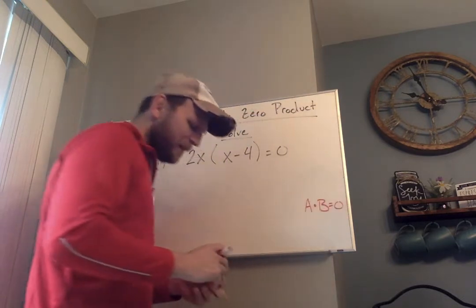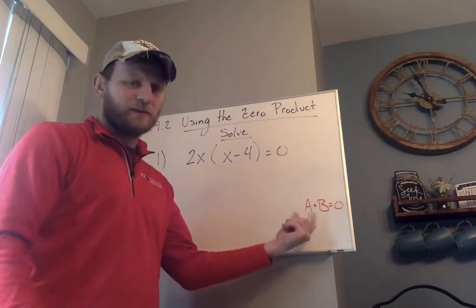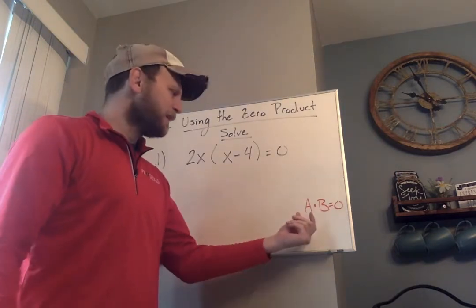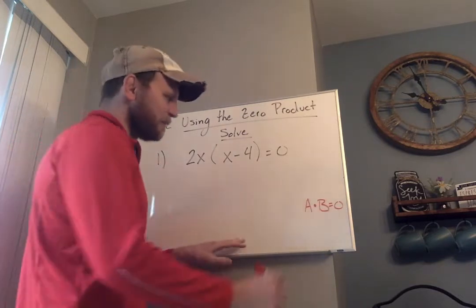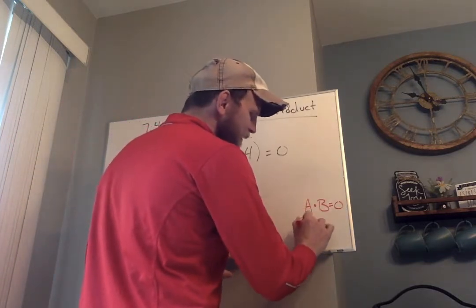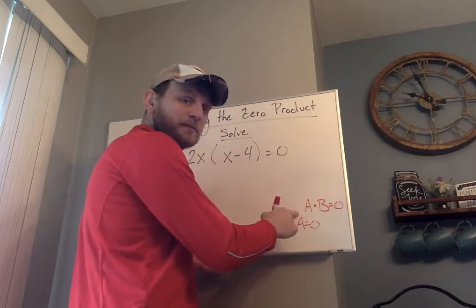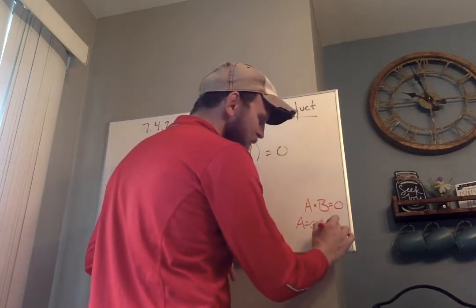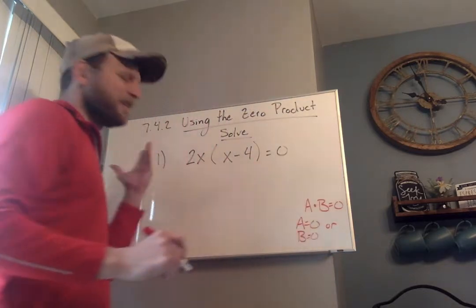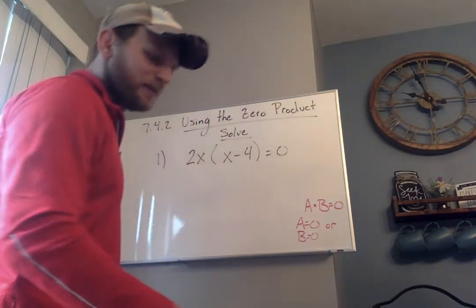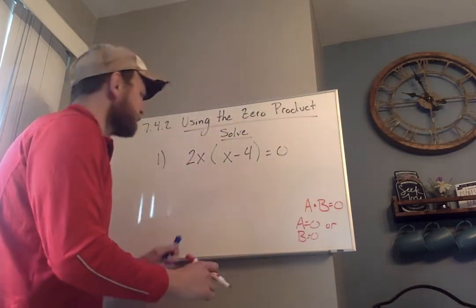What does this mean? It means I have two pieces of information. Think of two parts, an A and a B, and that equals 0. So what this tells me is that either the A has to be 0, or B has to be 0. Now, how does that pertain to this? Well, it pertains in this way.